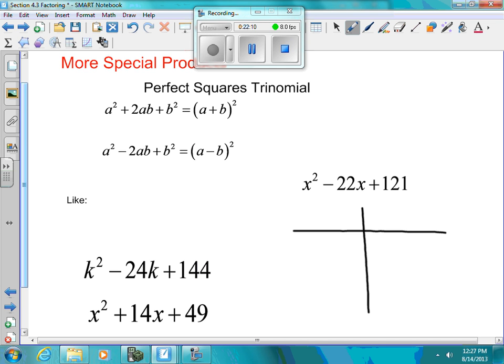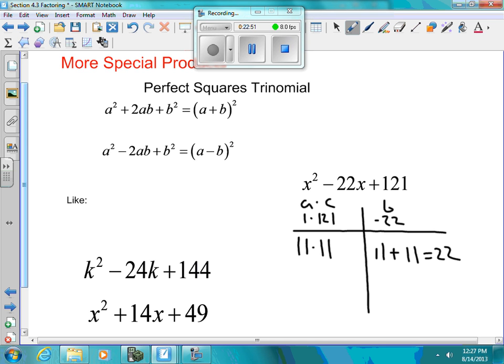So if I attack this bottoms up, it's A times C on the left, which is 1 times 121, which is 121. And what adds to make B, which in this case is negative 22? So x squared, is that a perfect square? Yes, it is. 121, is that a perfect square? Yes, it is. So what multiplies to make 121? Or what's the square root of 121? I would start there. 11 times 11. Well, 11 plus 11 is positive 22. So close, but not exactly what we need.